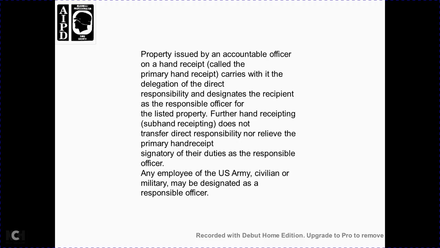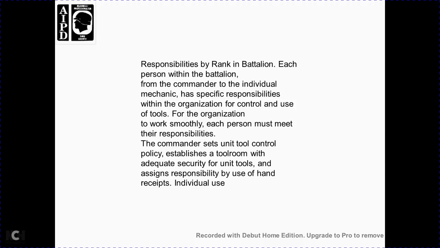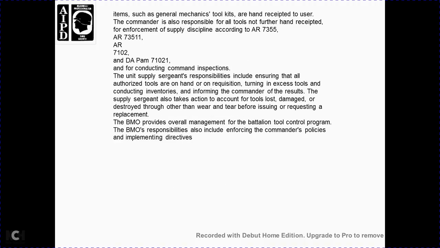civilian or military, and may be designated as the responsible officer, with responsibility down to the rank of battalion. Each person must have specific responsibility so the organization works smoothly. The commander sets unit control of the tools, and establishes the tool room with adequate security of unit tools assigned, with responsibility under the hand receipt and individual use. Items such as the general mechanic toolkit are hand receipted for the use of the commander, who also has responsibility for all the tools, with no further hand receipt, enforcing supply discipline according to the S3.